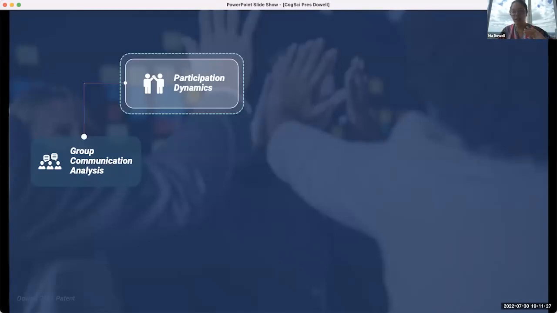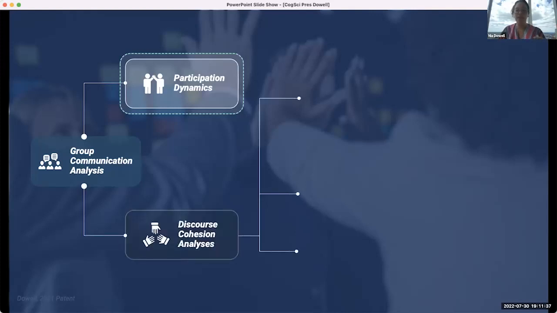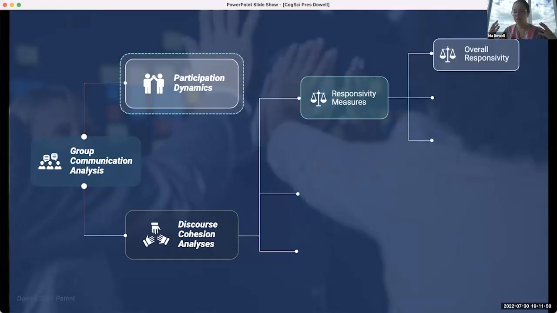So the first is just mere participation. This is getting at that kind of surface-level critical information, like how much are you participating, but it's not enough. And so the remaining measures come out of the discourse cohesion, where we have 3 responsivity measures. Now, these are theoretically modeled on literature coming out of the collaborative problem solving, collaborative learning literature, where we have a measure of overall responsivity.